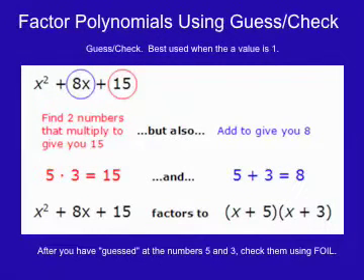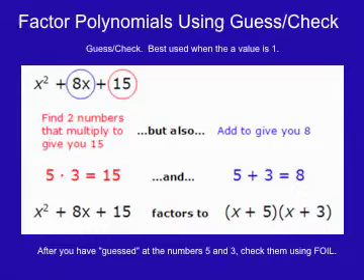A way to factor a trinomial is with guess and check. This is best used when the a value, or the coefficient of x squared, is 1. We'll look at the constant, in this case, which is 15, and the center term, in this case, which is 8x. We're asking ourselves, what two numbers, or factors of the constant, can be added to give us that center term?